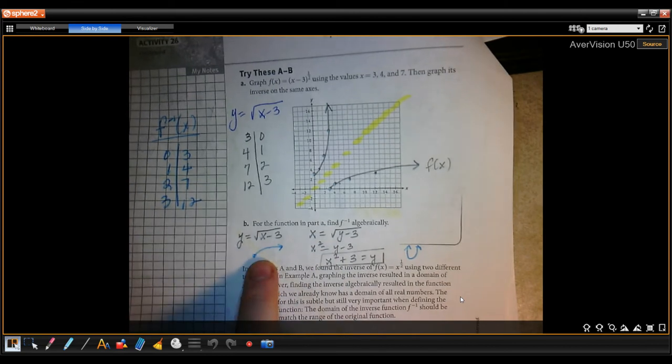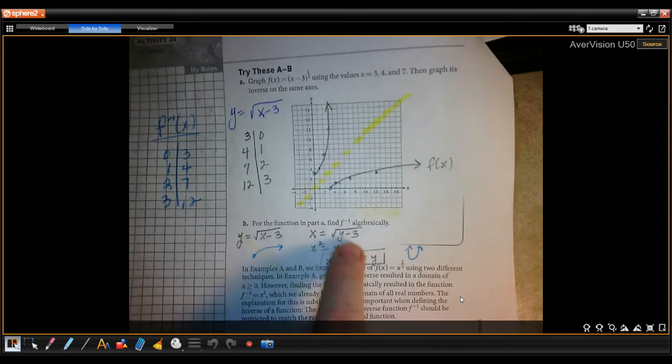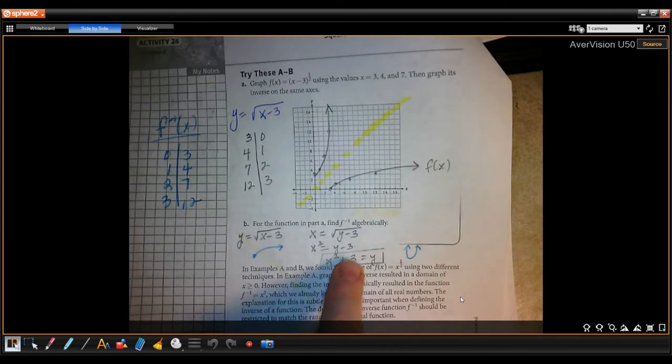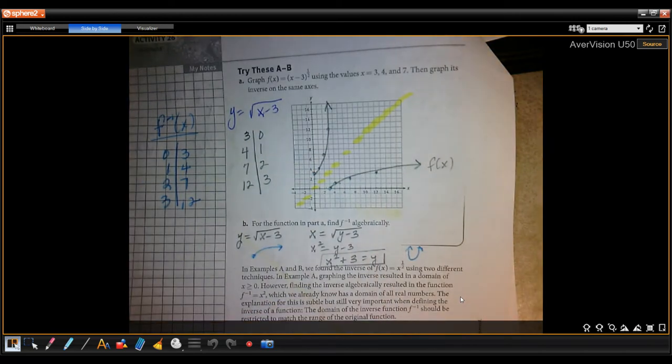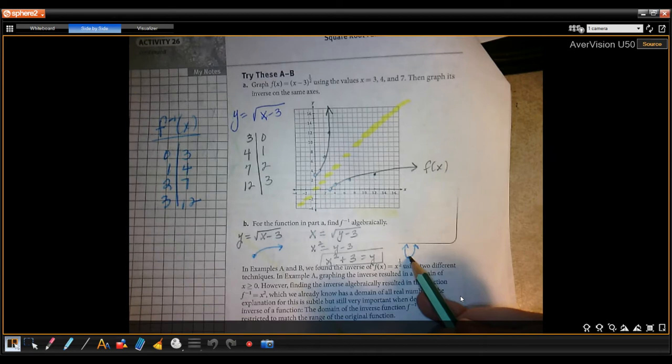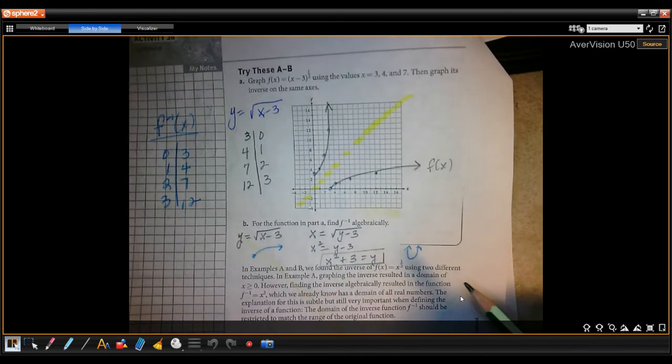So this shape and this shape have to be the same shape. So there's too much going on here. So we're going to have to restrict the domain. So let's do that. So how would you do that? So what part of this parabola do we want to match this part?